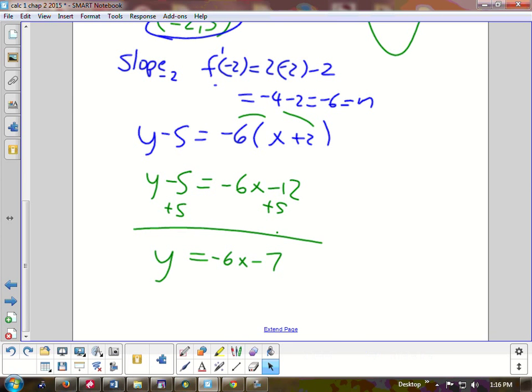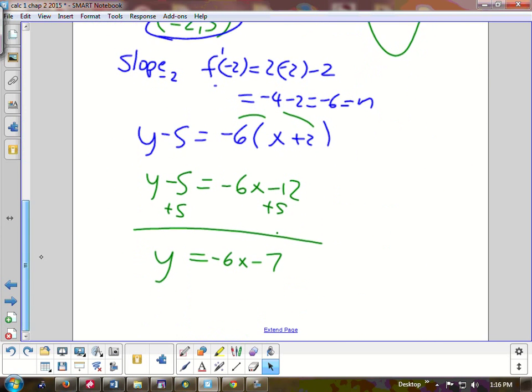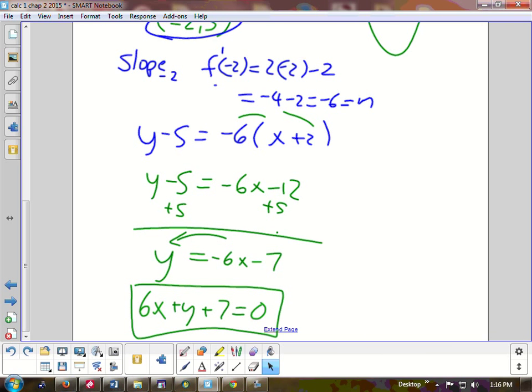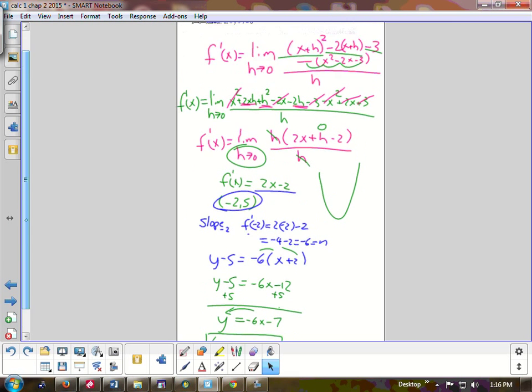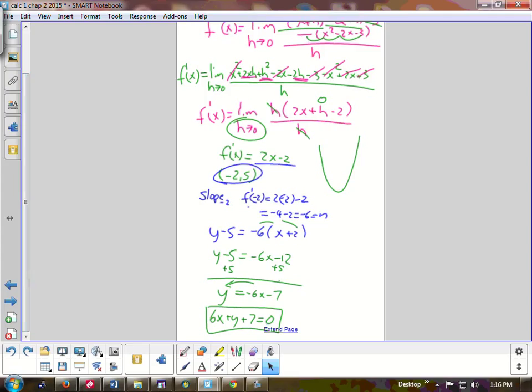I don't know which form they put it in. I think they put it in standard. Yeah, they put it in standard form. So I can bring this over. So 6x, bring it over this way, plus y, bring the 7 over by addition, and that should match the answer at the top of the screen. Let's see. 6x plus y plus 7 equals 0. So that is the equation of the tangent line at that point on the graph.